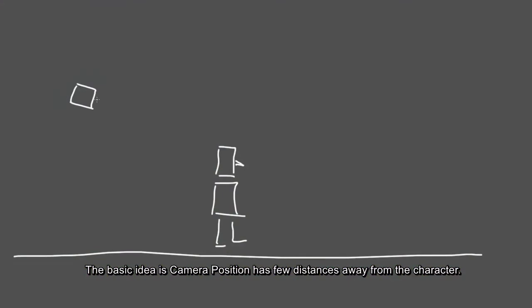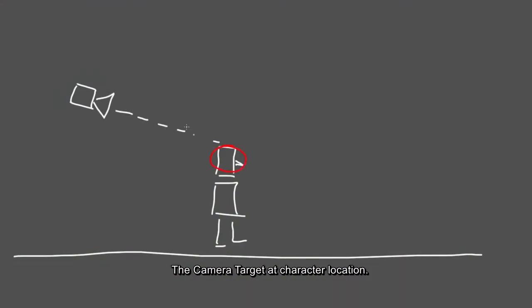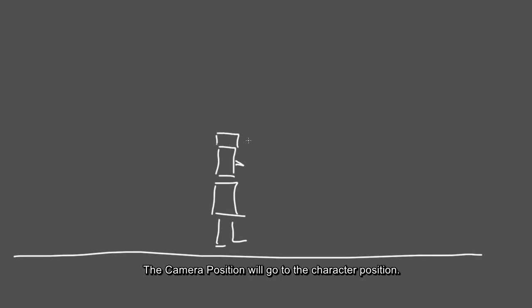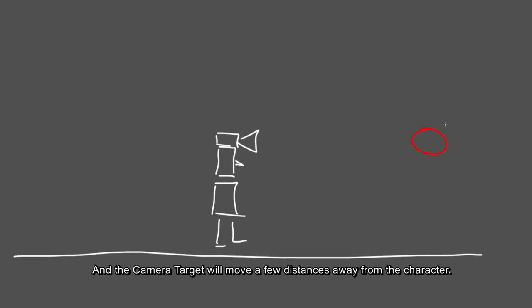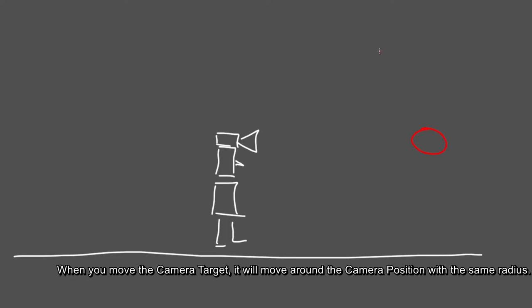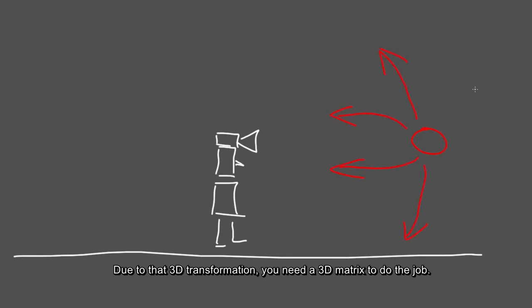The basic idea is the camera position is a few distances away from the character, and the camera target is at the character location, so you can pan or tilt around the character. Once you swap to FPS, the camera position will go to the character position, and the camera target will move a few distances away from the character. When you move the camera target, it will move around the camera position with the same radius. Due to that 3D transformation, you need a 3D matrix to do the job.